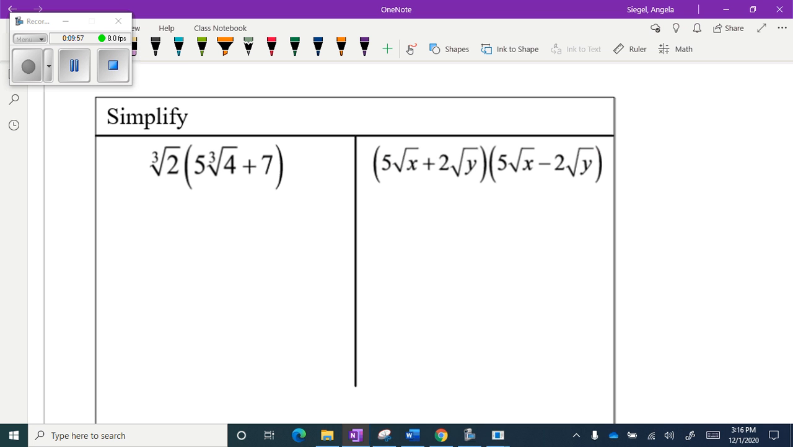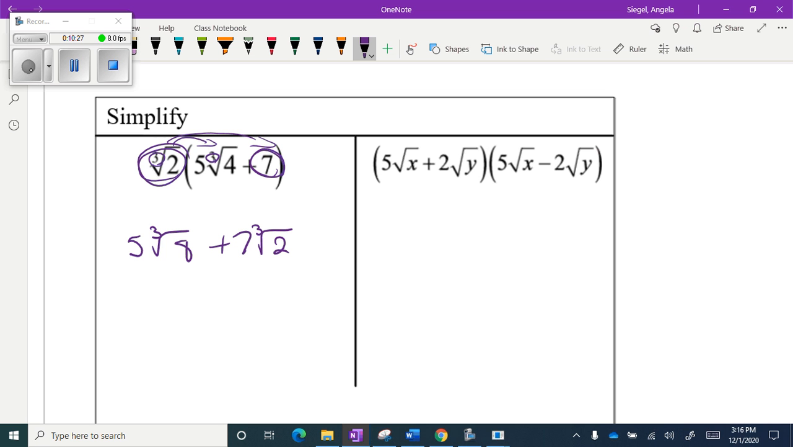So what happens when you're distributing, multiplying with more than one term? So we're distributing this. I'm going to be multiplying it. Just make sure that your root is the same. So that first term is going to be 5 cubed root of 8, and then plus, I'm just multiplying 7 times this. So I can just say 7 cubed root of 2.